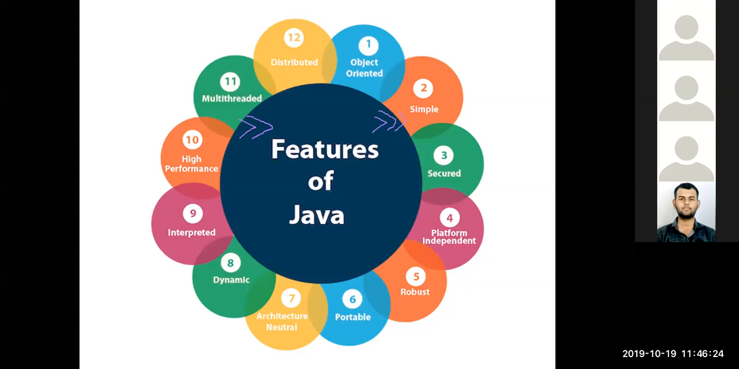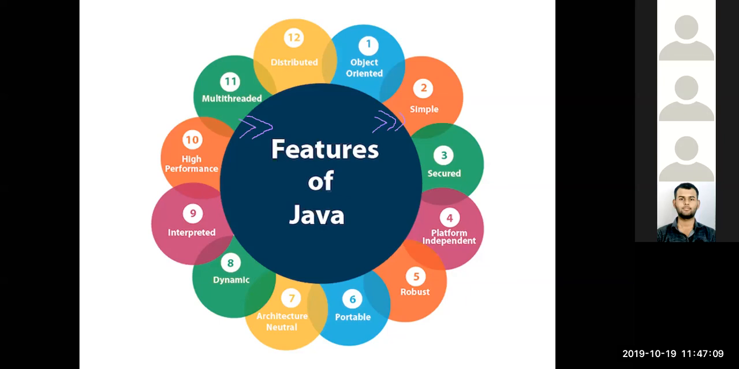Initially we are going to start with the features of Java, where we have different features like object oriented. Java is simple in what? In case of development, it is quite simple in comparison to its predecessors like C, C++. There are some other programming languages which are much simpler than Java, but for whoever was a developer of C or C++, Java is much easier. So: object oriented, simple, secured, platform independent, robust, portable, architecture neutral.